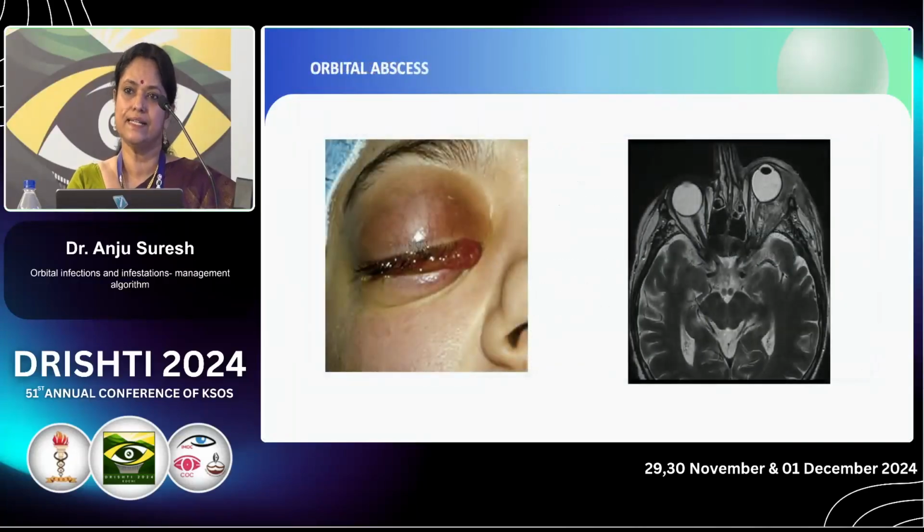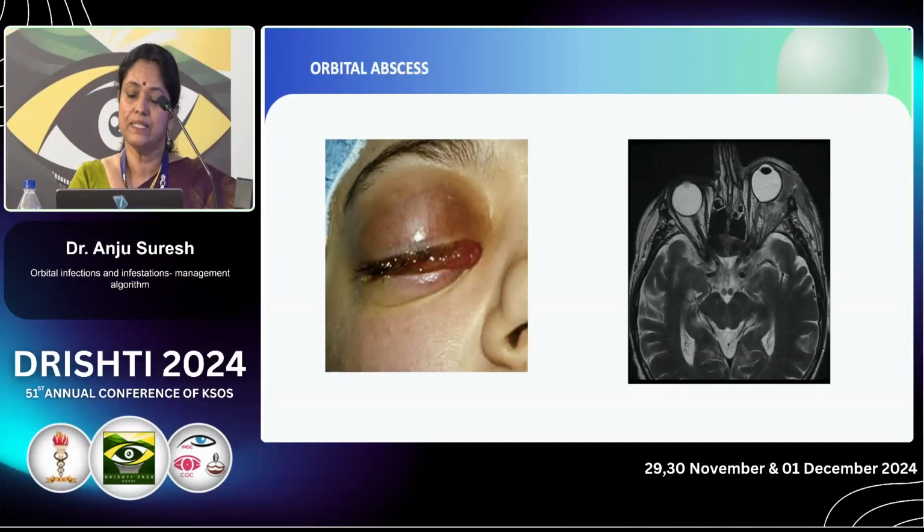And surgical drainage is usually external drainage, endoscopic drainage is also possible, and a combined procedure is also possible. So in adult patients, suddenly the patient with orbital cellulitis may present with an exacerbation of the proptosis. The conjunctiva becomes more chemosed, more congested, and the patient is in severe pain. The periorbital edema is also more.